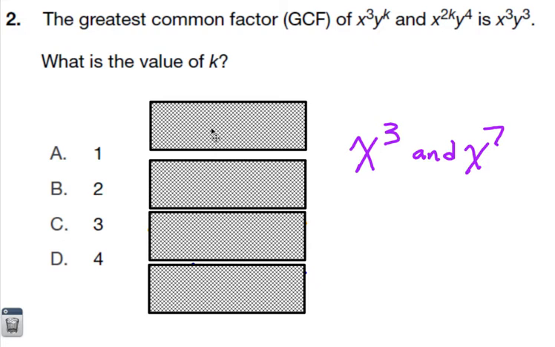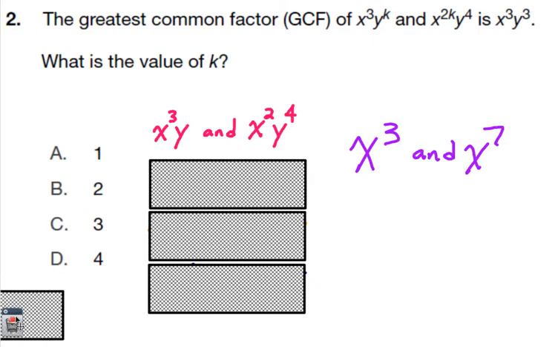Anyway, here's my method. You should literally run through the choices. What if k equaled 1? What if I just let k equal 1? Let's see if that makes any sense. If you let k equal 1, this would become this, and x to the 2k, y to the 4 would become this if you allow k to equal 1.